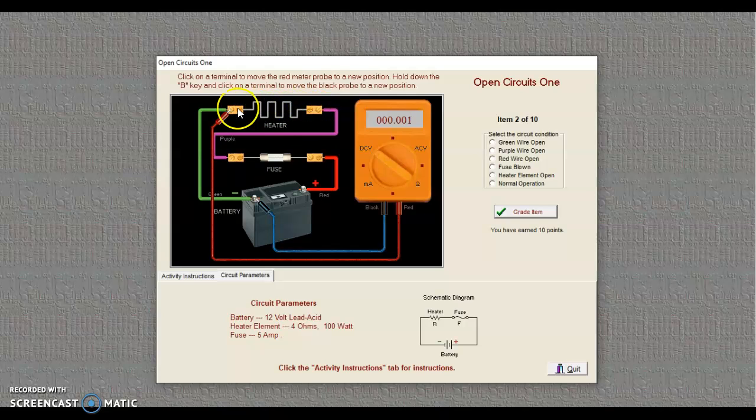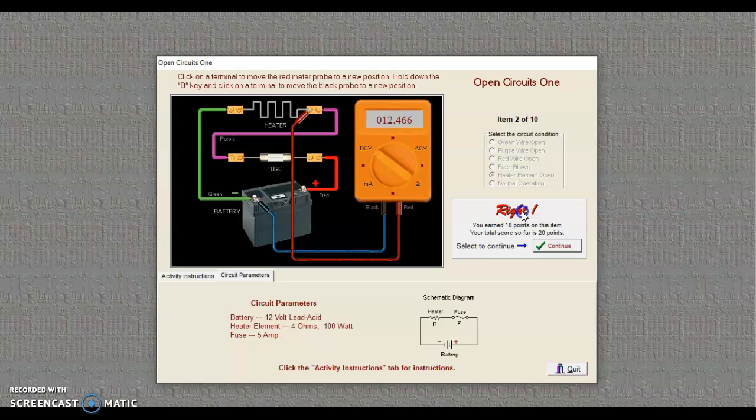notice we went from 12.4 to 0. The only thing between my probes right now is the green wire. So I come back, I add the heating element in there. It's my heating element that is the open in this particular case of the circuit. Remember, when we bridge the open gap with our voltmeter, we see all the source voltage. So my heating element is open here, and we can grade that. And there we are. We're correct with that one.